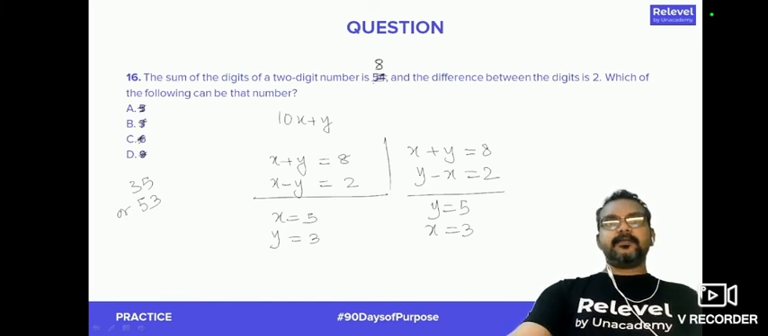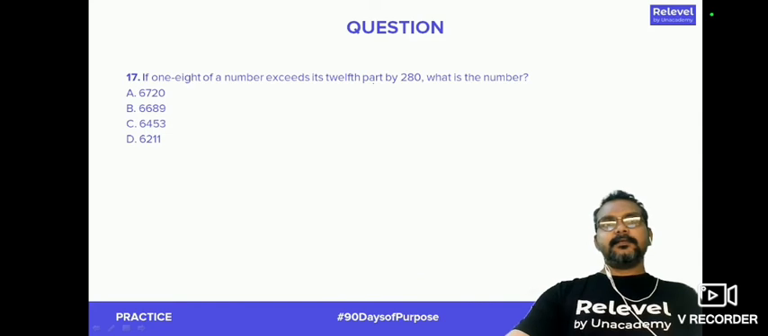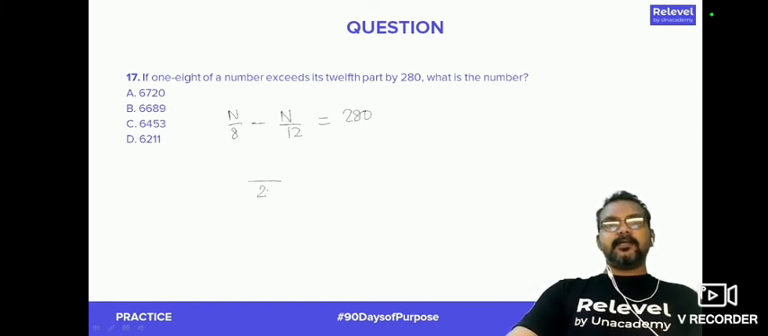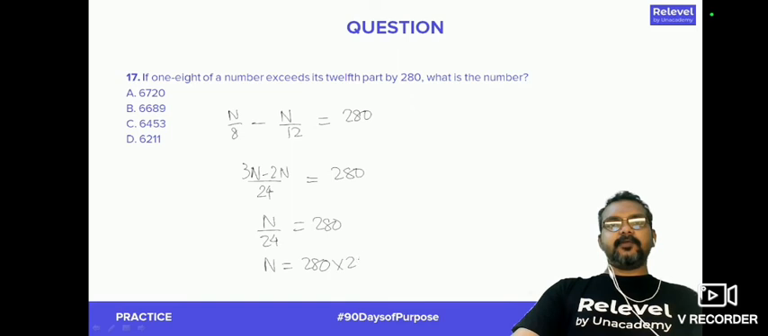Let's go to the next question. If 1/8 of a number exceeds 1/12 of the number, n by 12, is 280. So you have to solve this. So the LCM is 24, so 3n minus 2n is 280. Clearly n by 24 is 280. So n will be 280 times 24.